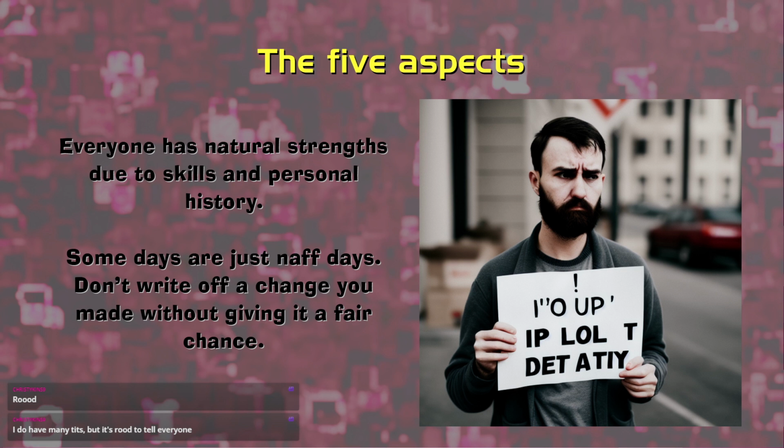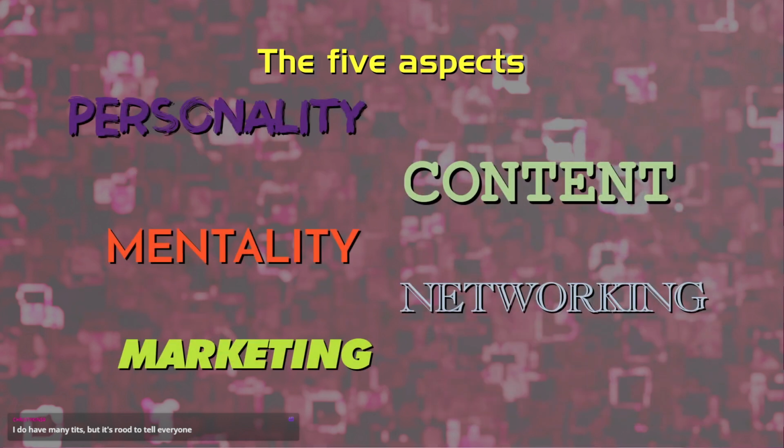So, what are these 5 aspects then? Here we go. We've got personality, content, mentality, networking, and marketing. Personality, we're going to define here as how you behave and come across to other people on stream. Content is the things you stream, the games you stream or the activities you do, the graphics and sound, and just how all that comes across.